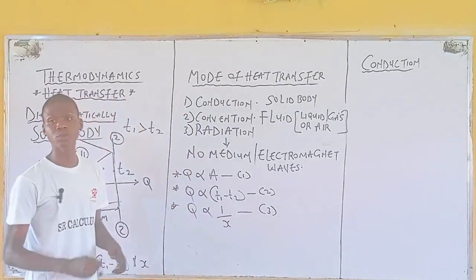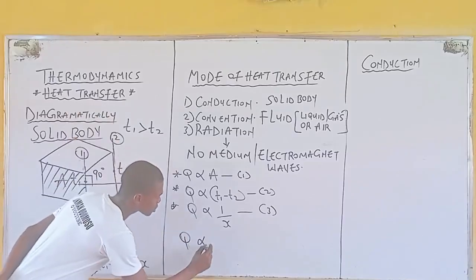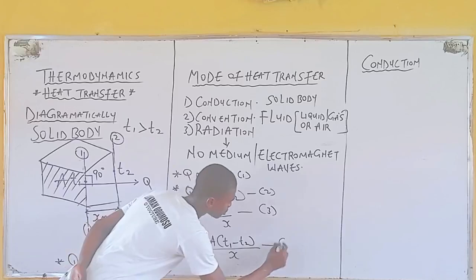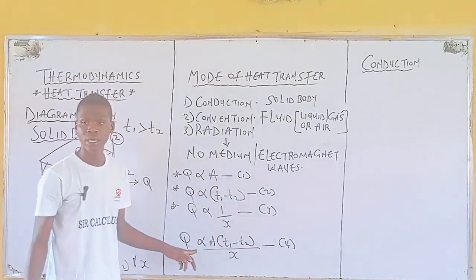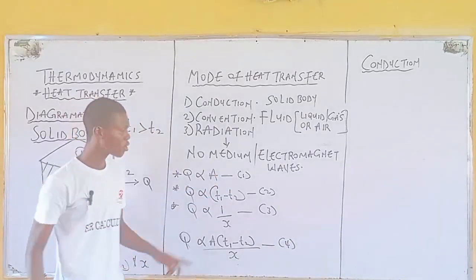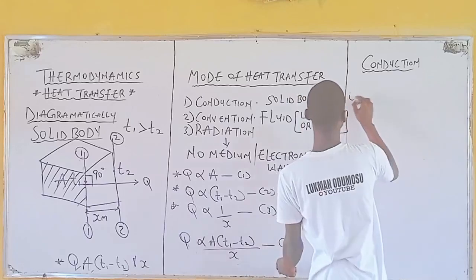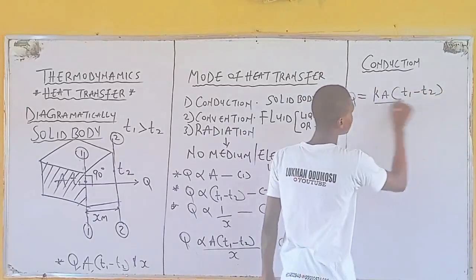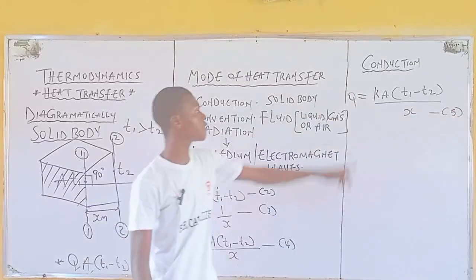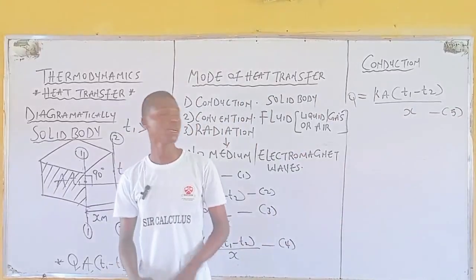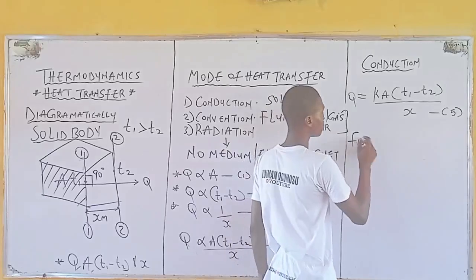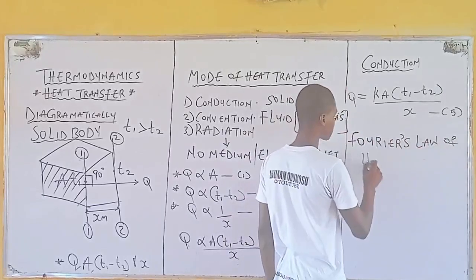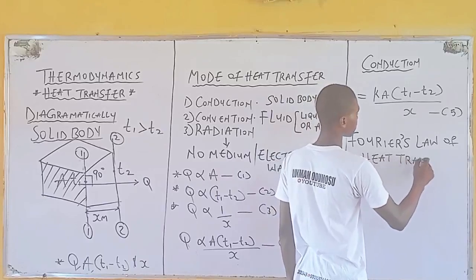Combining equation 1, equation 2, and equation 3, Q is directly proportional to the area multiplied by the change in temperature, divided by the distance. Say this is equation 4. With a proportionality sign, meaning a constant is coming in. The constant in this case is K, so from equation 4, Q equals K multiplied by A, all into bracket T1 minus T2, all divided by X. Call this equation 5. Equation 5 is called the Fourier's law of heat transfer.